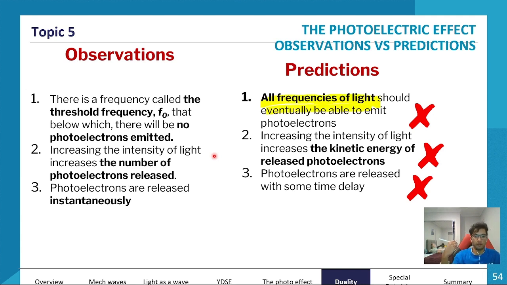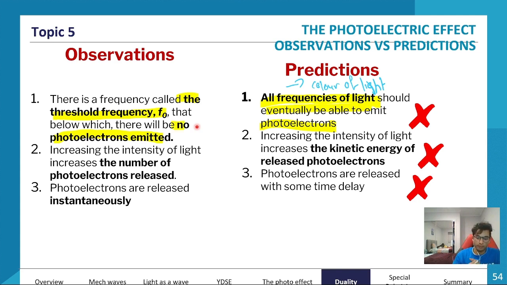Frequency is essentially the color of light. So they thought every single color of light should be able to produce photoelectrons. But that's not the case, because according to the experiments, there was something called the threshold frequency. The frequency of the light had to be greater than the threshold frequency, or there would be no photoelectrons being emitted.